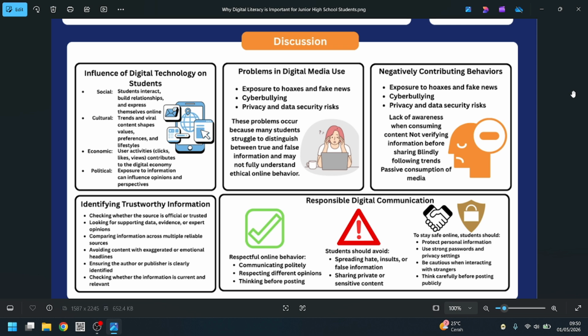What if the information's old? There's new information coming out that actually tells you more about it. Lastly is responsible digital communications. You people online need to be respectful. You need to communicate politely. You have to respect different opinions, even if you don't agree with them.